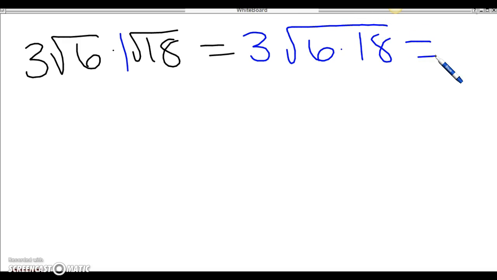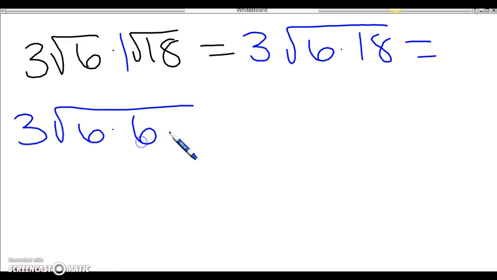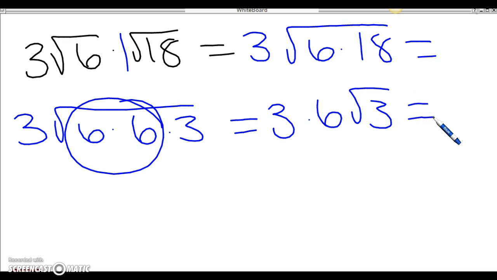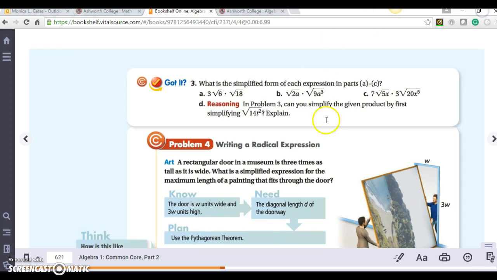Again, I don't like to multiply them out right away because I want to see if I can break it down. And I can, because I get 6 times 3 is 18, and I know that if I have 2 of something, 1 comes out. And so we get 3 times 6 square root of 3. And so 3 times 6 is 18 root 3. Oops. Let's look at the other one.